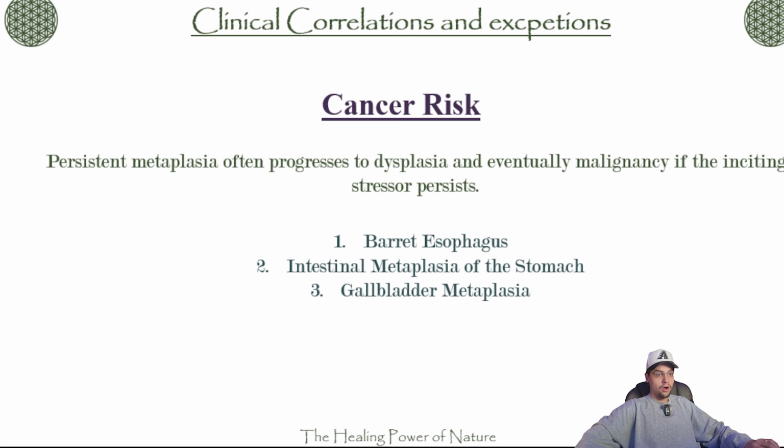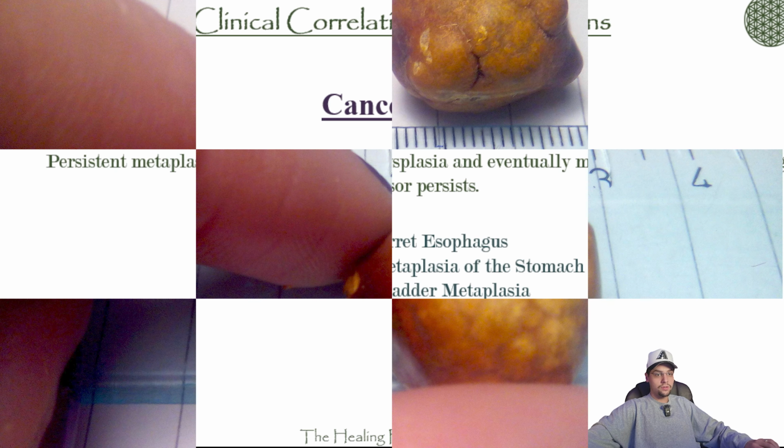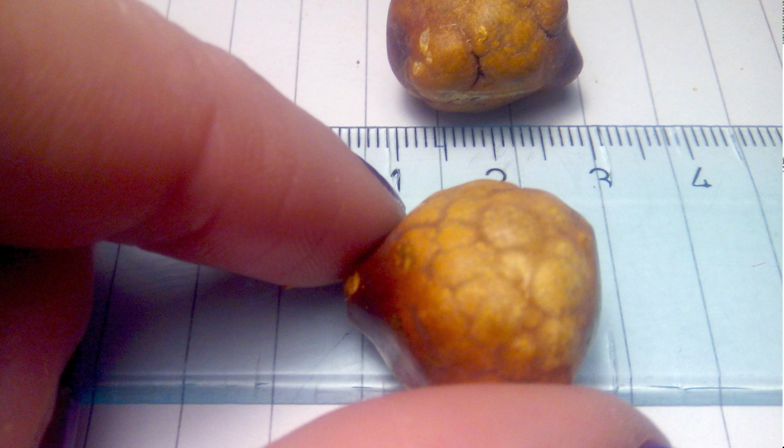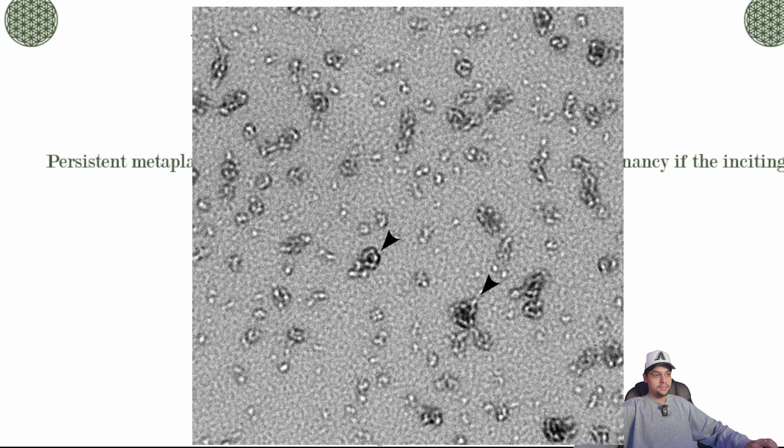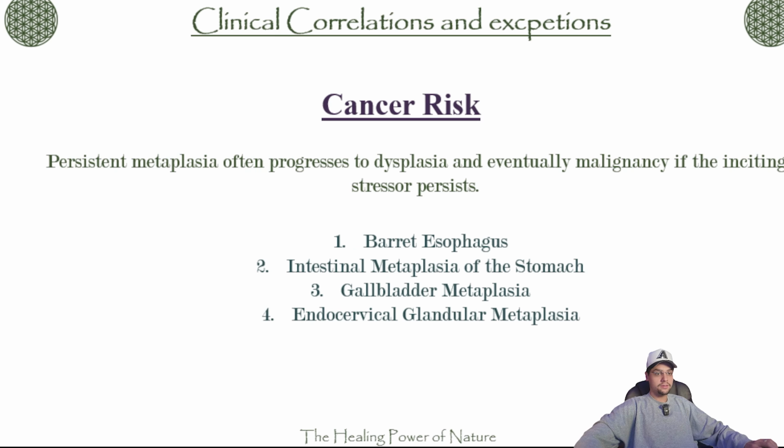Gallbladder metaplasia. Chronic colitis or gallstones can induce epithelial metaplasia, potentially progressing to dysplasia and gallbladder carcinoma. Endocervical glandular metaplasia, so chronic infections such as chlamydia, can lead to glandular metaplasia, which predisposes to cervical dysplasia and malignancy. A couple exceptions that are also very commonly high yield.